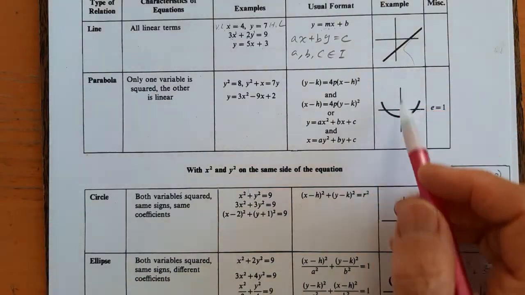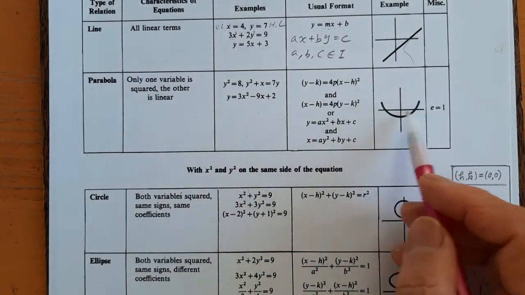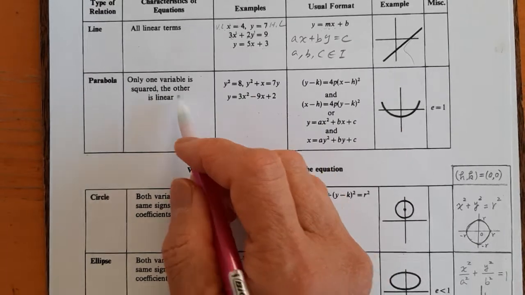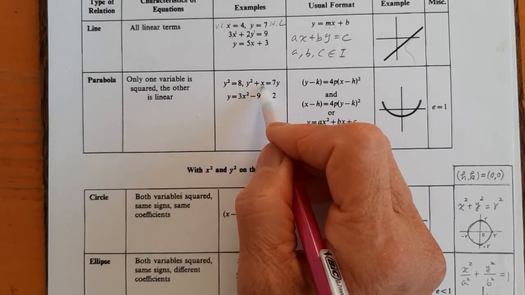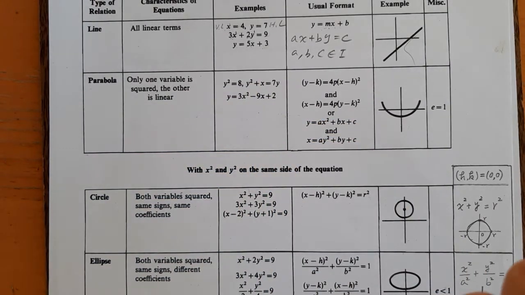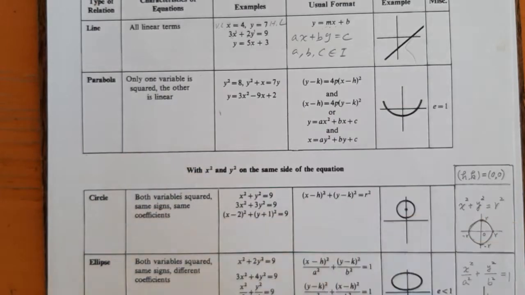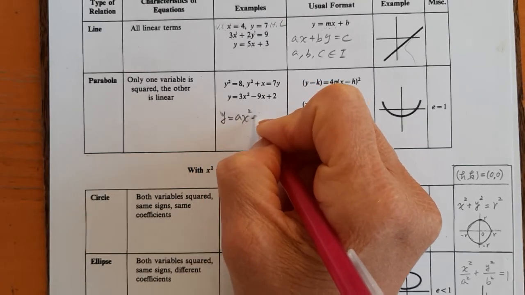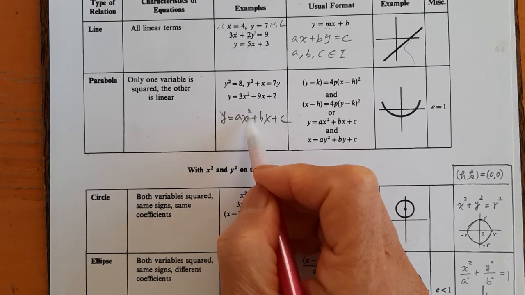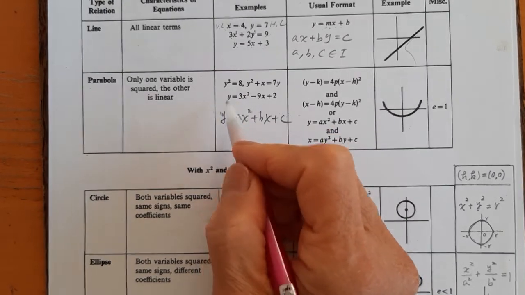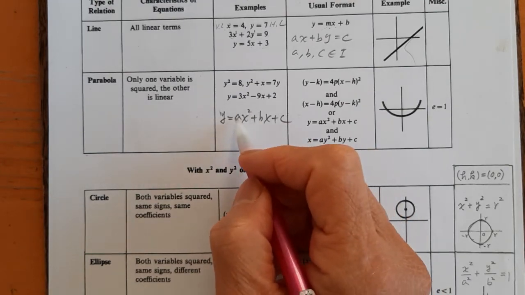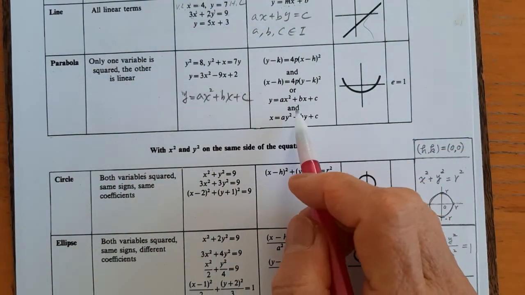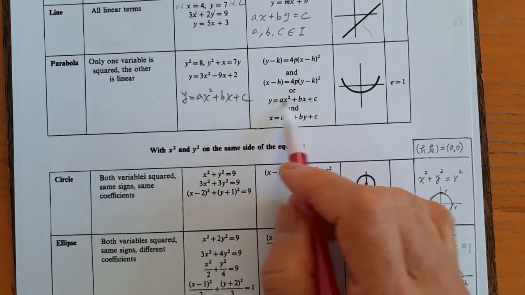And the parabola, that's the two we learned before. In a parabola, only one variable is squared, like y squared, and the other is linear, degree 1. The general form for the quadratic function is y equals ax squared plus bx plus c, where one variable is squared and the other has degree 1. For example, a is 3, b is -9, c is 2.